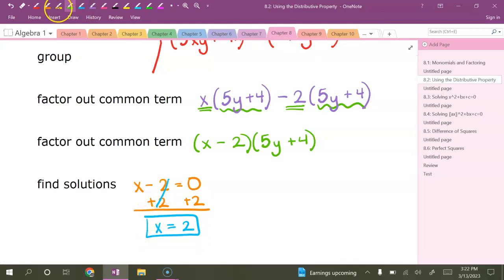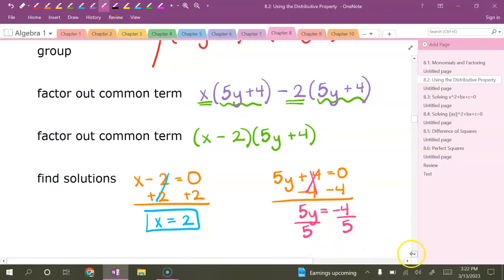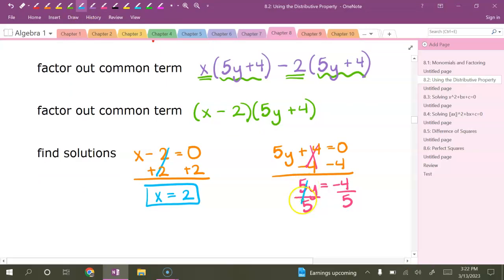And then for the second one, it's going to be a little more complicated because we're setting 5y plus 4 equal to 0. So I subtract my 4. So I have 5y equals negative 4. Then I divide by 5, and I get y equals negative 4/5.